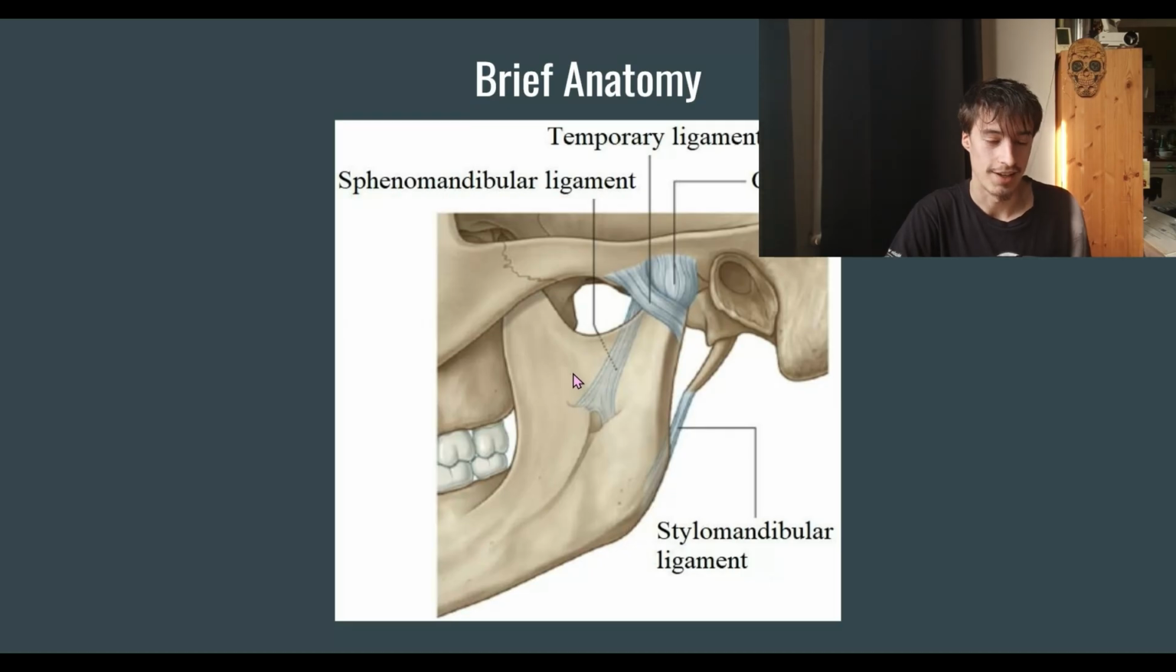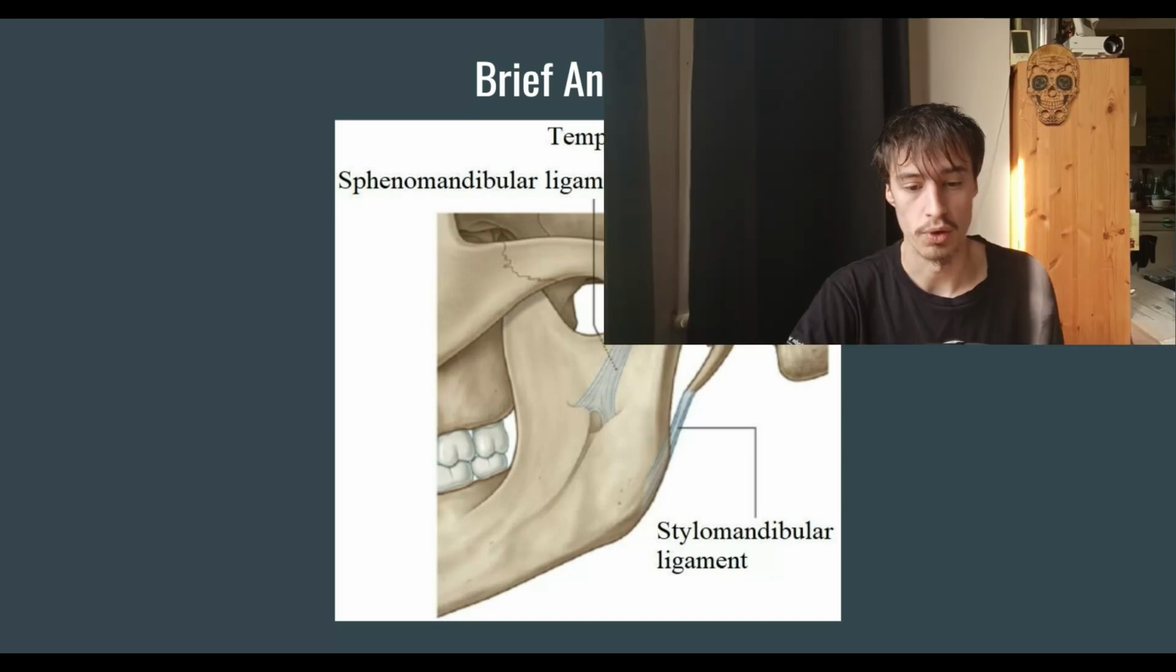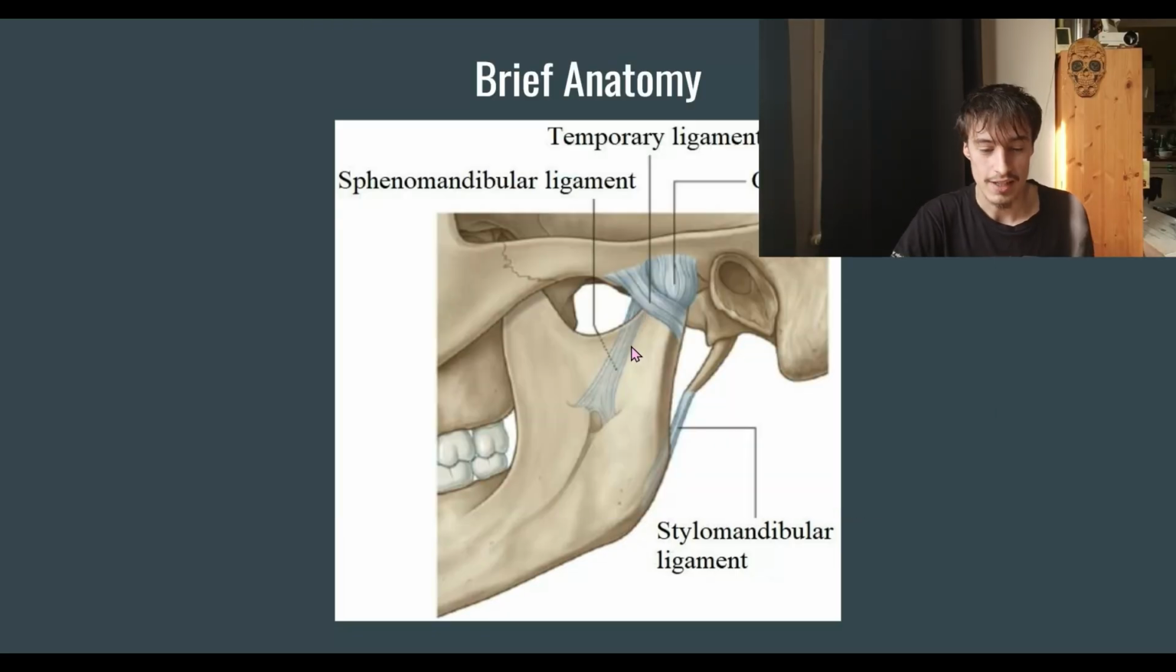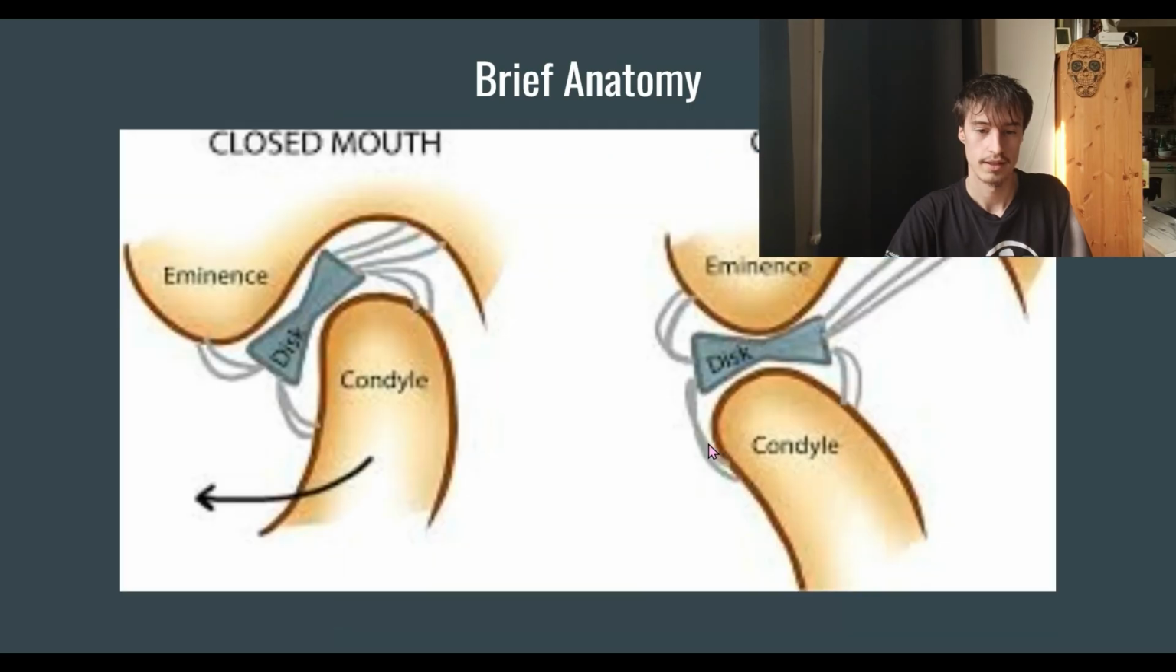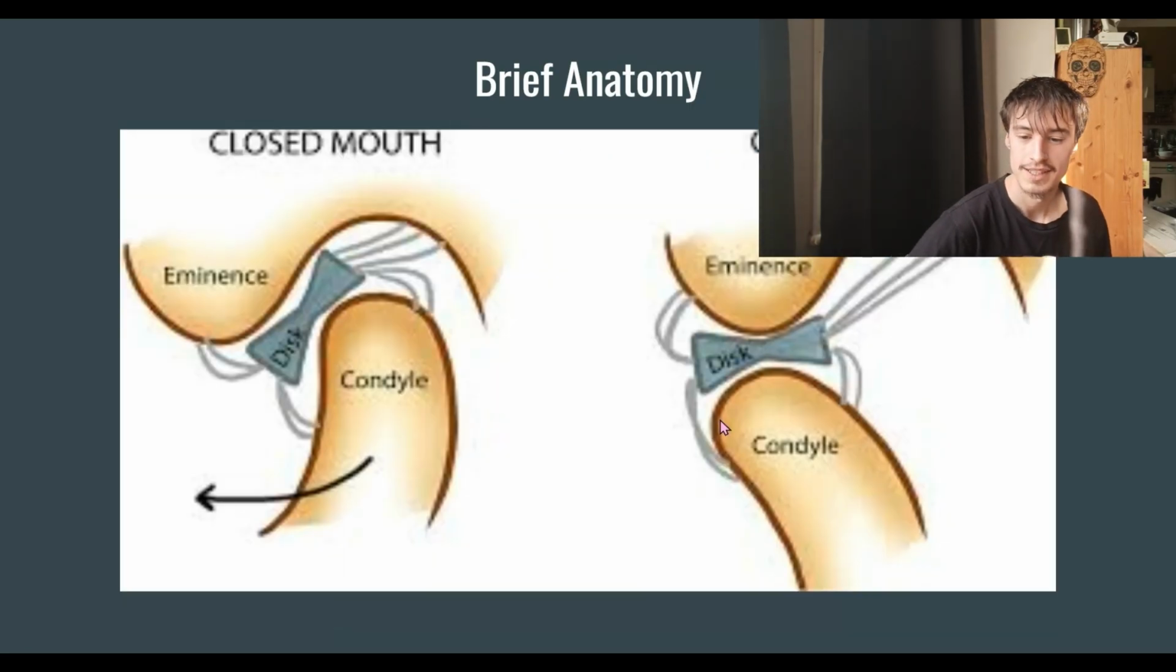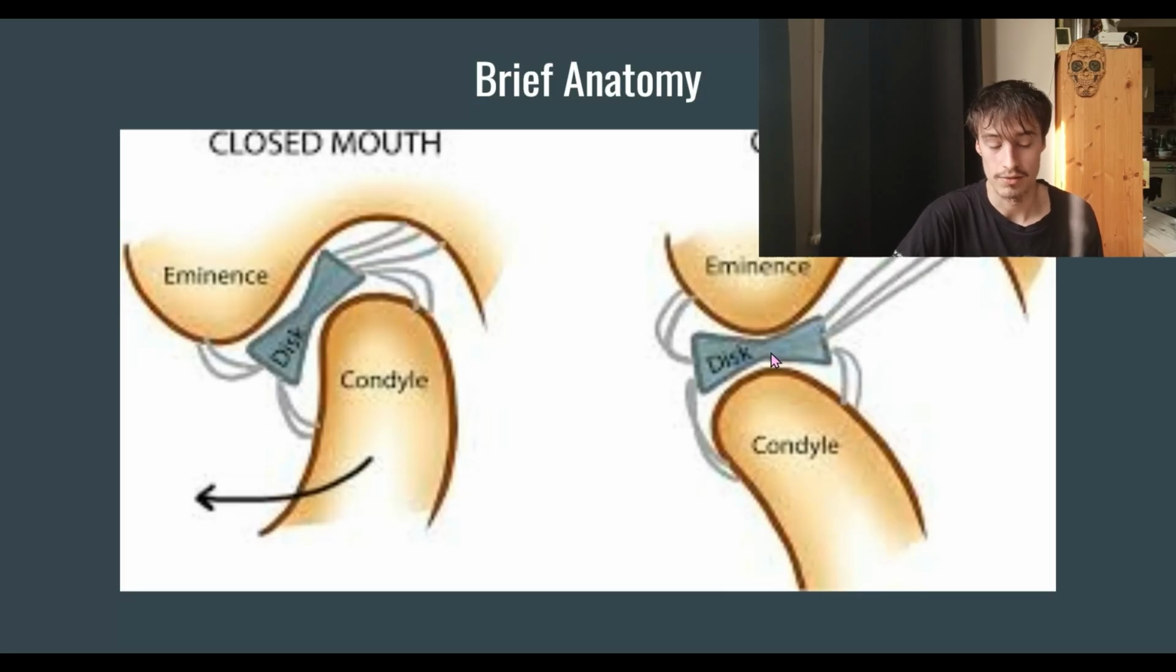However, on the inside, you've got these countering ligaments going in opposite directions. Stylomandibular coming from that styloid process, and the sphenomandibular coming from the sphenoid bone, just at the base of the skull. The butterfly bone, as they call it. And also, really importantly, there's a disc, which I'm so happy there is, inside the jaw.